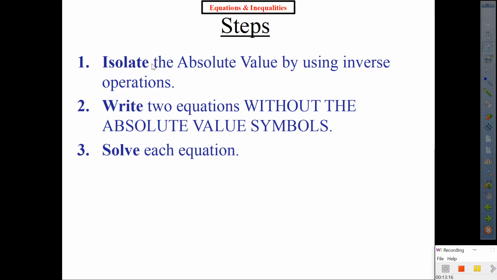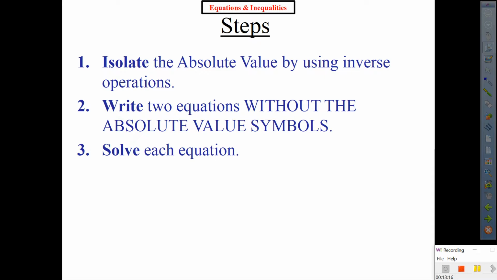Our 3 steps that we're going to follow today are the following. Once again, you isolate the absolute value using inverse operations. Step 2, you write 2 equations without the absolute value, and I'm going to explain and elaborate on that. And number 3, solve each equation. Okay? So what do you guys notice that's different today? That we're looking at what? Absolute value.